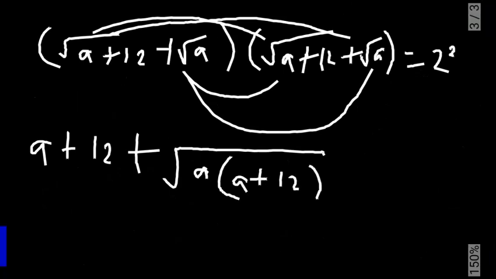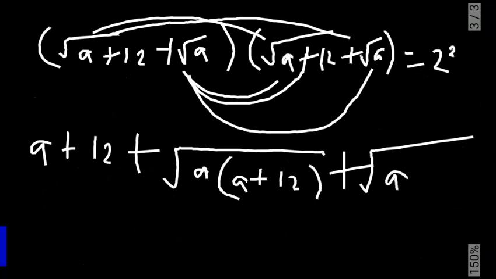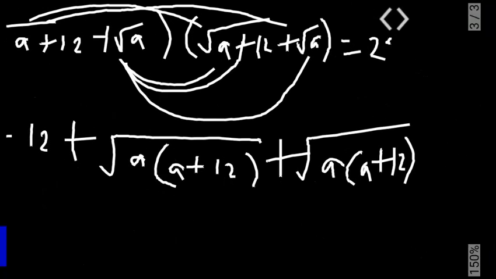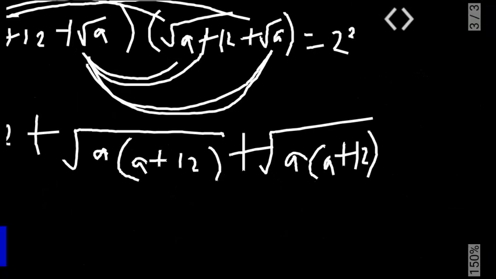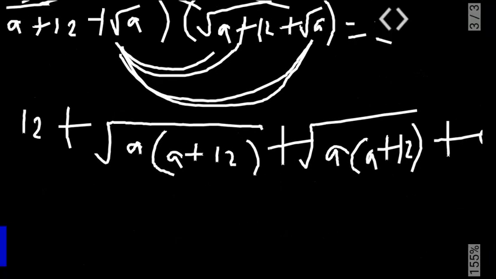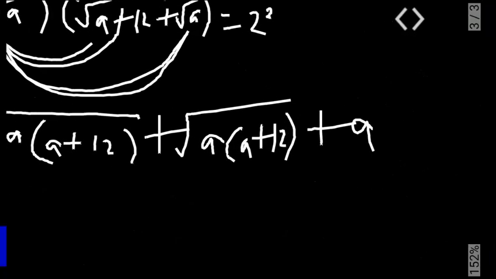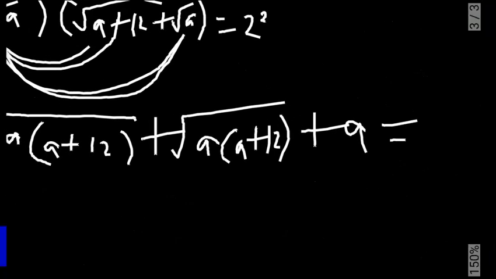So let's check out the downward part. This multiplying this, also the same thing. We have a plus 12, and this root a multiplied by root a, the same radical multiplying itself. We just pick the value, which is a. So let us simplify this. Equal to the square of 2 squared is 4.